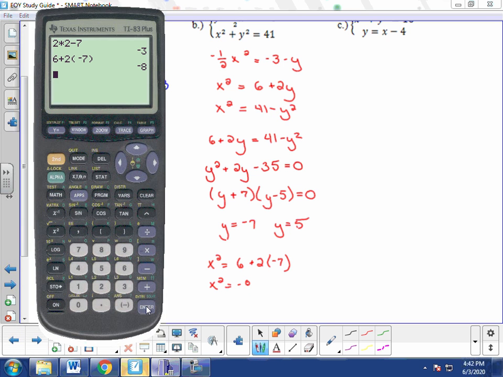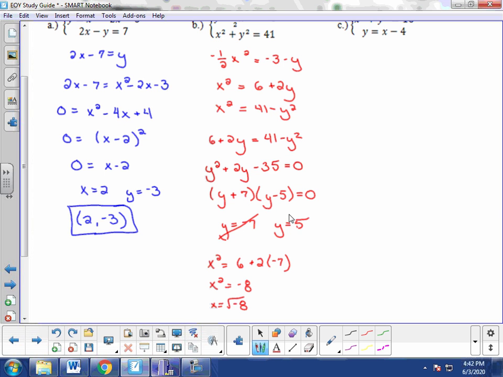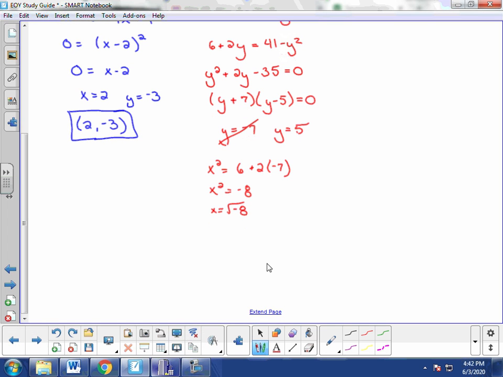And then if I solve for x here, I'd get the square root of negative 8, which is going to be an imaginary number. So what we know here is we've got an extraneous solution. The solution y equals negative 7 is going to be extraneous. I want to find what the solution for y equals 5 would be, so let's go ahead and do the same thing and substitute in using 5 for y.